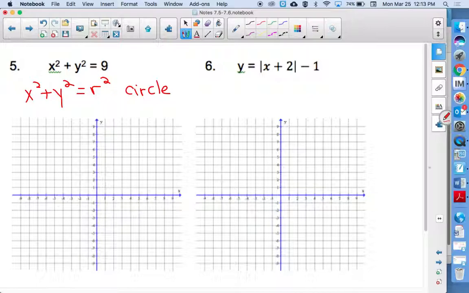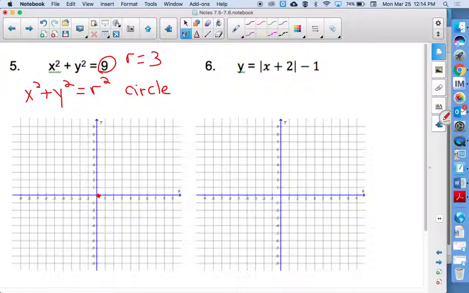So if we have x squared plus y squared equals 9, what's the radius of that circle? 3. So the radius of this circle is 3. That 9, if you square root it, gives us our radius. The center of the circle is however x and y are shifting. Well, if there's not a number with x and there's not a number with y, what do you think the center of the circle is? It's at the origin, yeah.